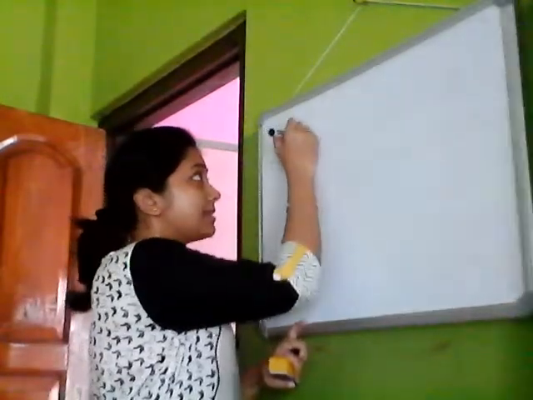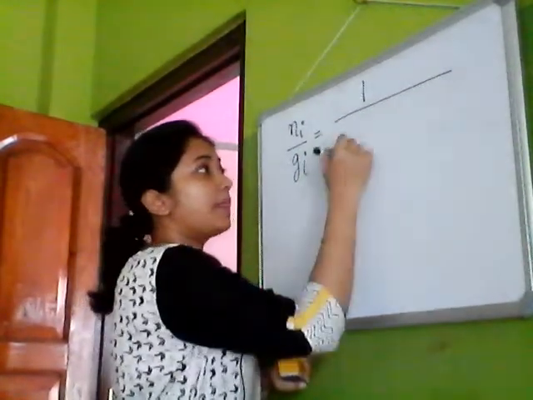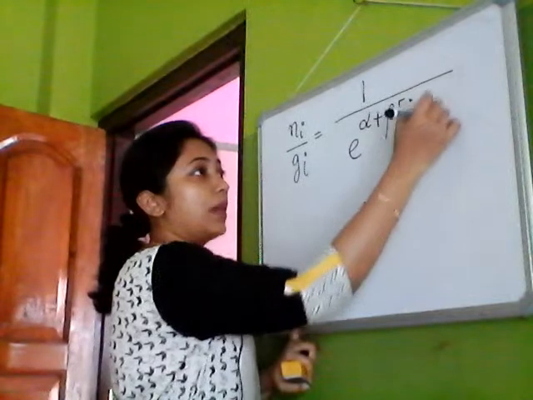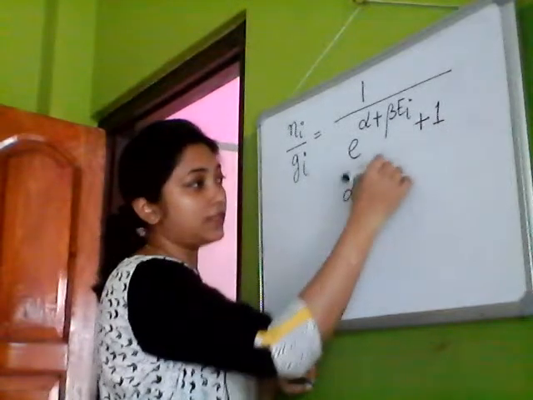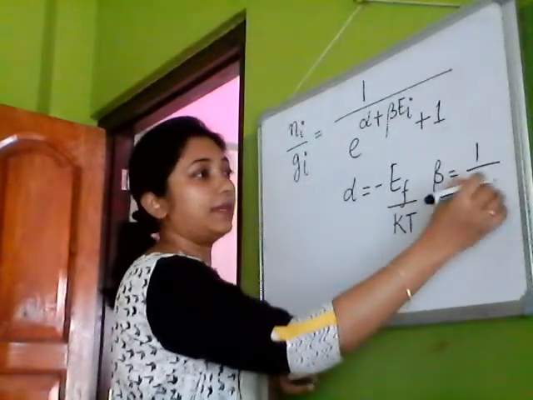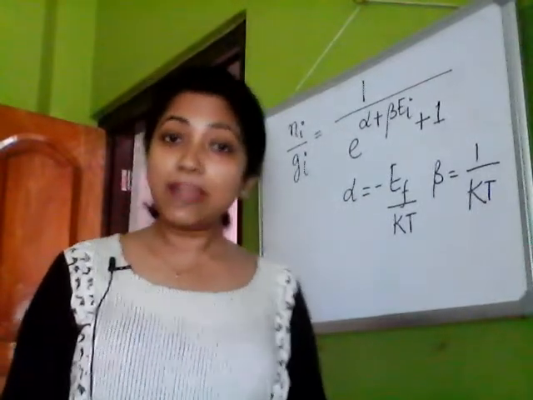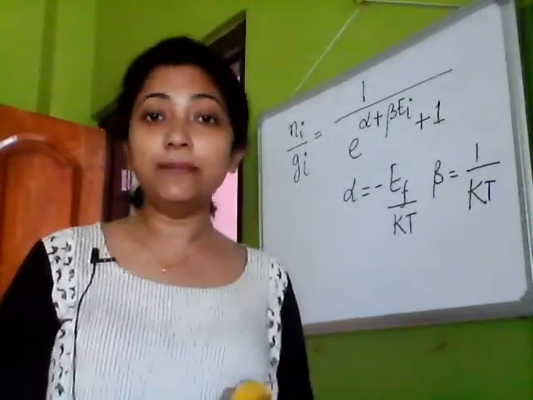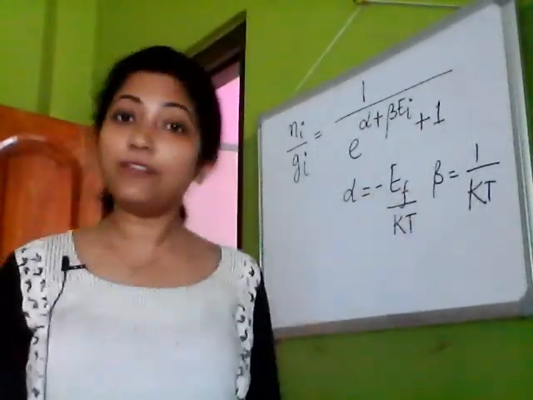We had written this as Ni by Gi is equal to 1 by e to the power alpha plus beta Ei, plus 1. Reminding all of you, what was this alpha? This alpha was minus Ef by kT and beta was 1 by kT. We had defined this term Ef as the Fermi level. The Fermi level is the highest occupied energy level at temperature T equal to 0 Kelvin, the so-called Fermi level Ef that we have written over here.